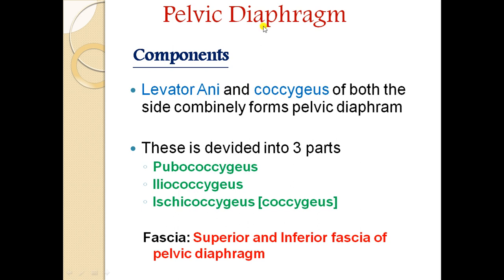When you see the components of pelvic diaphragm, it consists of two muscles on either side, that is levator ani muscle and coccygeus muscle. On morphological grounds, levator ani and coccygeus both muscles act as one entity. These muscles are arranged from before to backwards as three groups, that is pubococcygeus muscle, iliococcygeus muscle, ischio-coccygeus muscle. It is also called the ischio-coccygeus or coccygeus muscle. Of these three muscles, pubococcygeus and iliococcygeus belong to levator ani muscle, ischio-coccygeus belongs to coccygeus muscle, and these three muscles are superiorly and inferiorly enclosed by superior and inferior fascia of pelvic diaphragm.